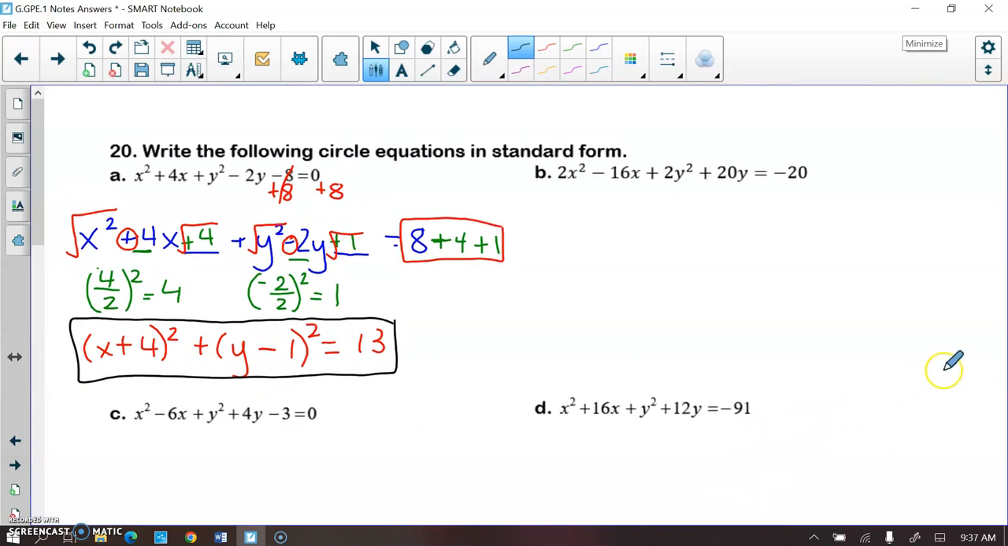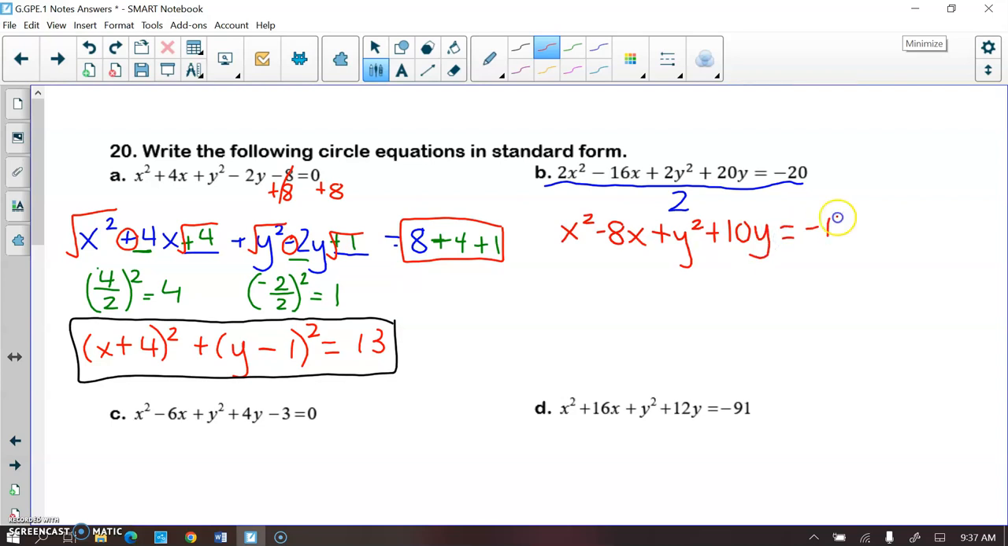Now letter B is a little bit different because my coefficients of x squared and y squared are not 1, and they need to be 1 in order to do this. So I do need to divide this entire equation by my coefficient of x squared and y squared, which is 2. So I wind up with x squared minus 8x plus y squared plus 10y is equal to negative 10.